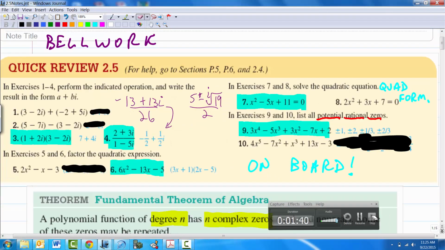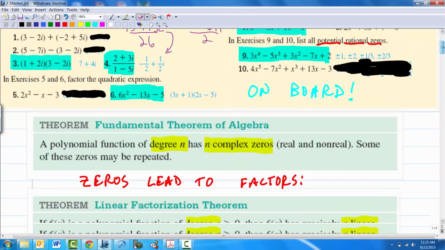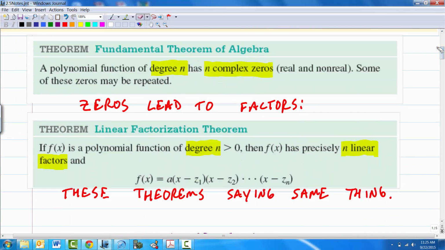Graphing calculator. Today actually has a lot of concepts that I'm going to pull out of the book, but then I'm just going to give you the shorthand. And it's not like the book is bad in what it says. It's just, I like to make it easier for you.